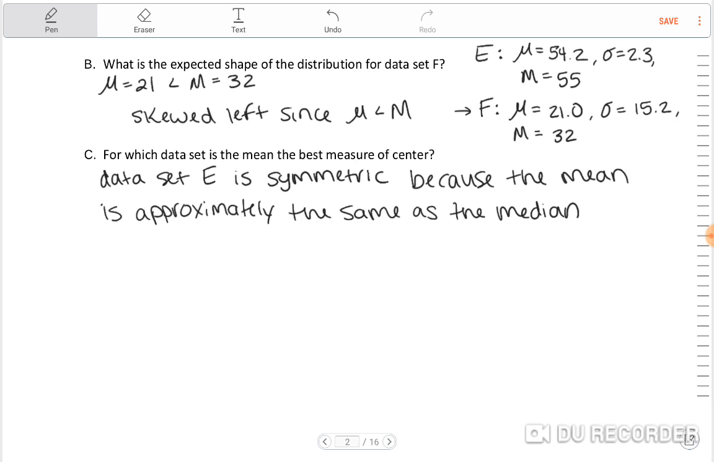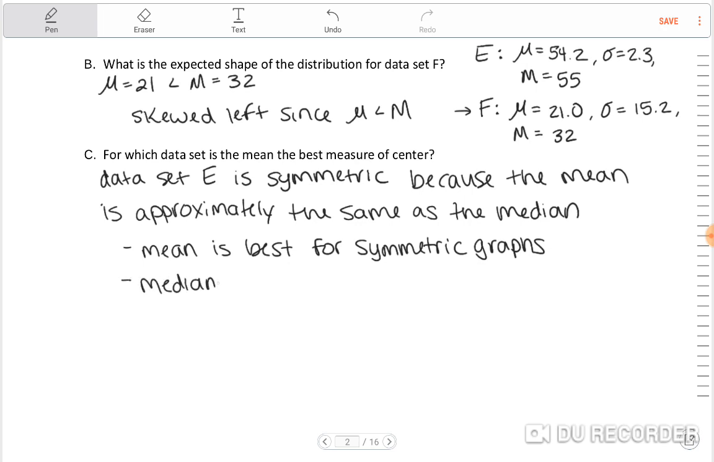Therefore, the best measure of center for a symmetric graph: mean is best for symmetric graphs. And I'm just going to put a little note here that median is best for skewed graphs. I should say distributions.